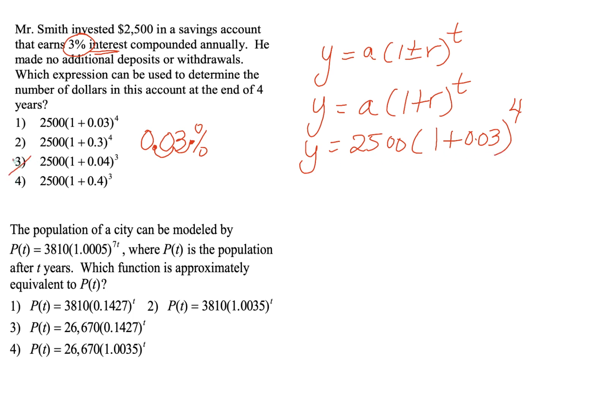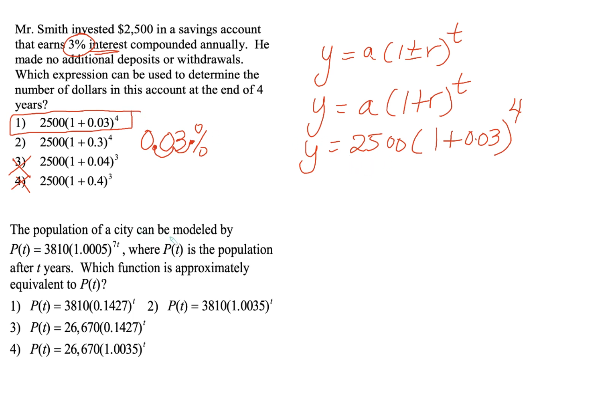We can eliminate 3 and 4 because their time is 3 and it says 4 in the problem. And looking at 1 and 2, we can clearly see that number 1 matches our function when we wrote it.